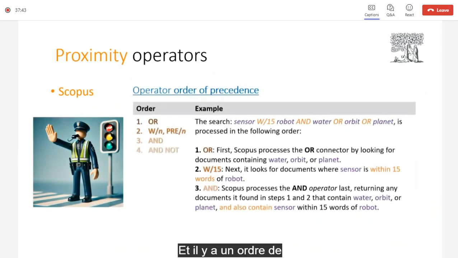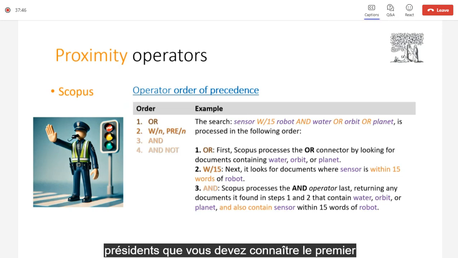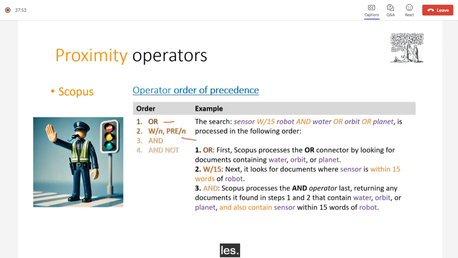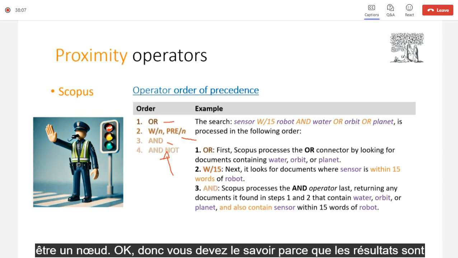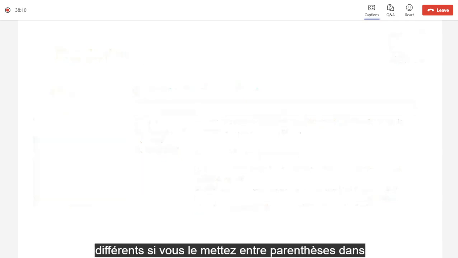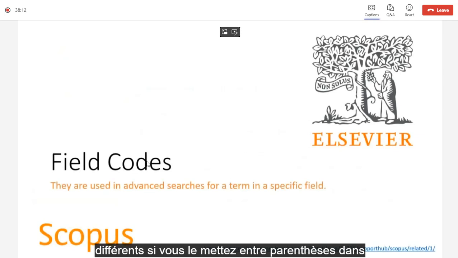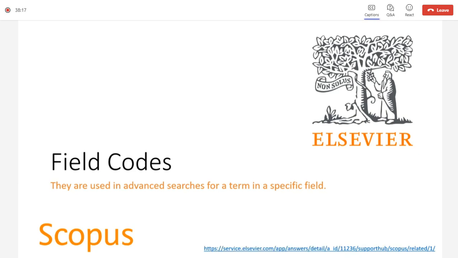And there's an order of precedence that you must know. The first to be solved are the ORs. The second are the W/n operators. Third, Scopus will solve the ANDs, and the last will be the AND NOTs. Okay, so you need to know that because the results are different if you put things in brackets in a way that you were not thinking through well.